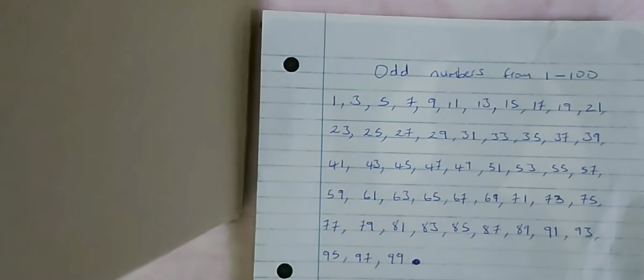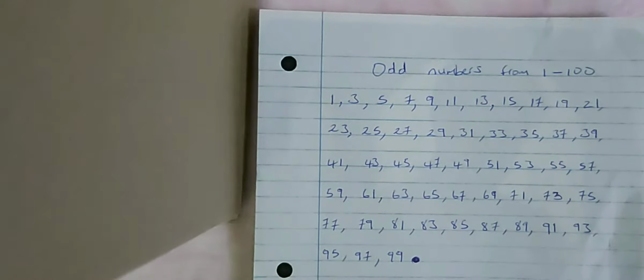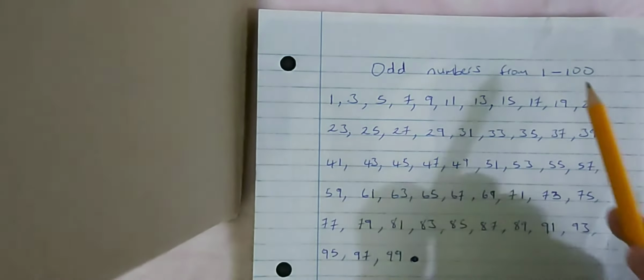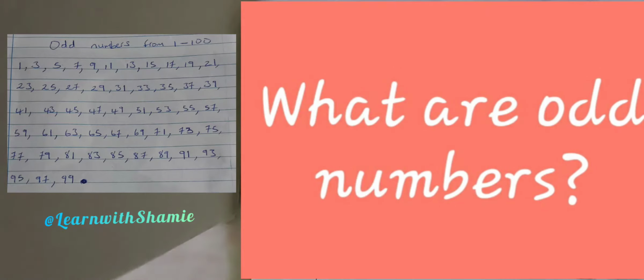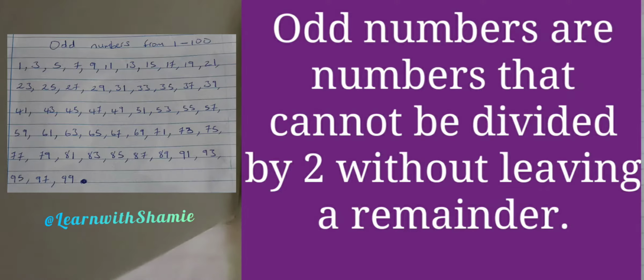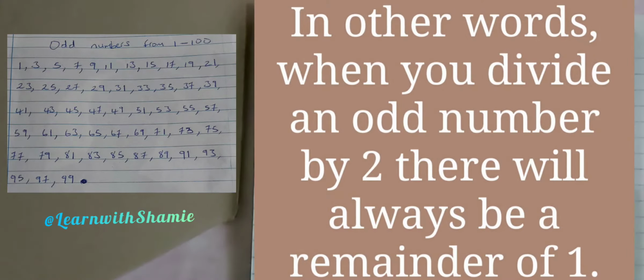On your screen you can see I have a set of odd numbers from 1 to 100. What are odd numbers? Odd numbers are numbers that cannot be divided by 2 without leaving a remainder. In other words, when you divide an odd number by 2, there will always be a remainder of 1.